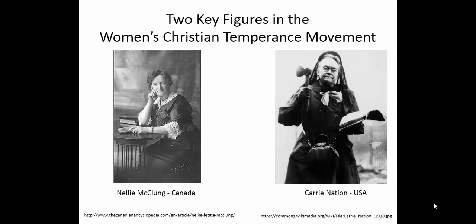Two key figures in the women's Christian temperance movement in Canada and the United States were Nellie McClung in Canada and Carrie Nation in the United States. Nellie McClung was a famous Canadian feminist, a writer, an activist, and she was a very convincing and confident speaker when it came to women's rights and the suffragette movement. Carrie Nation played a similar role in the USA, and as you can see in the picture, was famous for carrying her axe and Bible to her rallies against alcohol and its evil-causing ways.